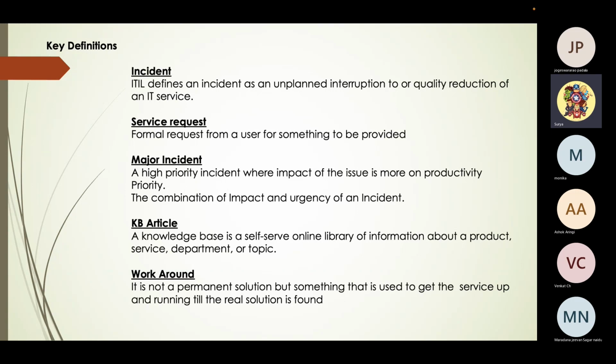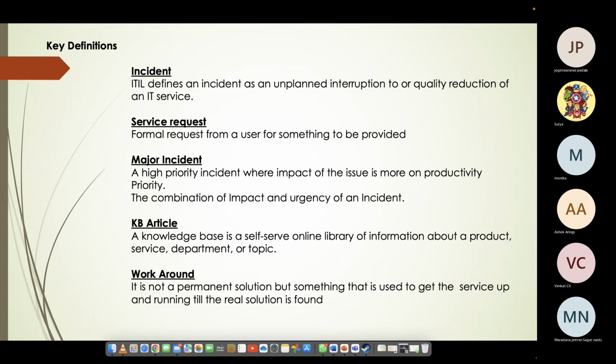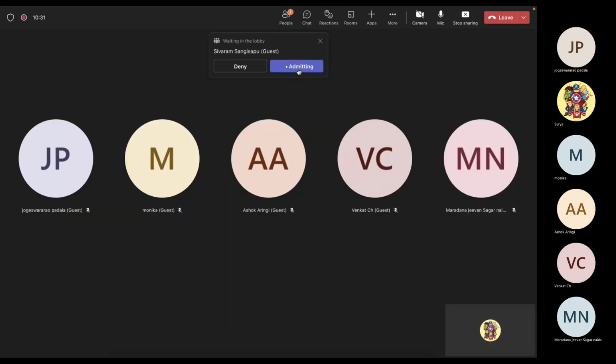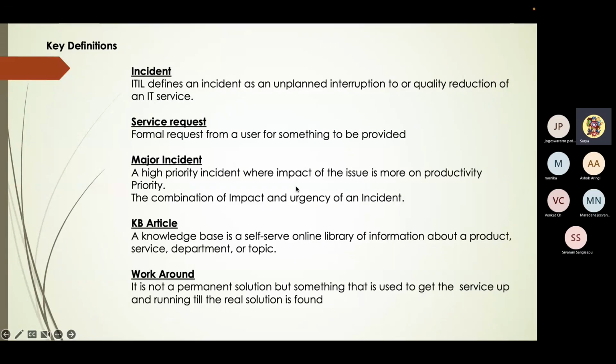The thing here is, an incident is any interruption to your daily activity. Interruption in the sense of an issue which is disturbing your regular activity. If you are an ICICI bank user, what is your regular activity? The basic thing you need to do is access internet banking and visit the ATM.